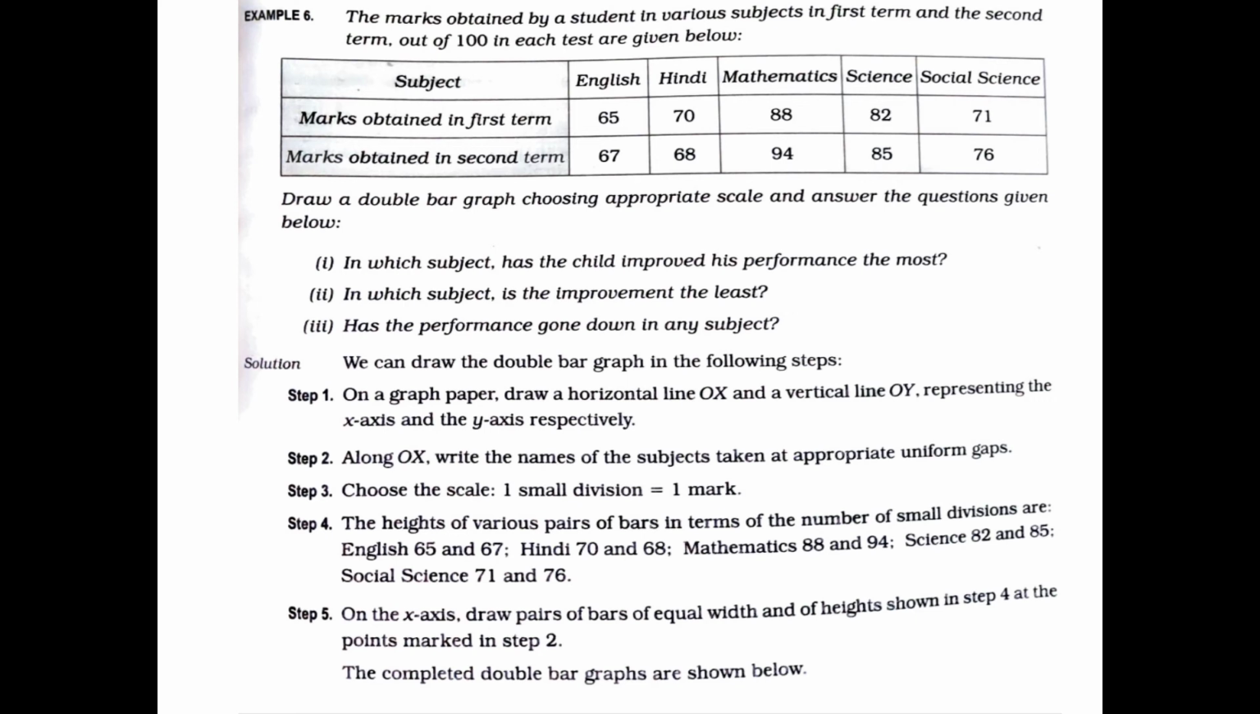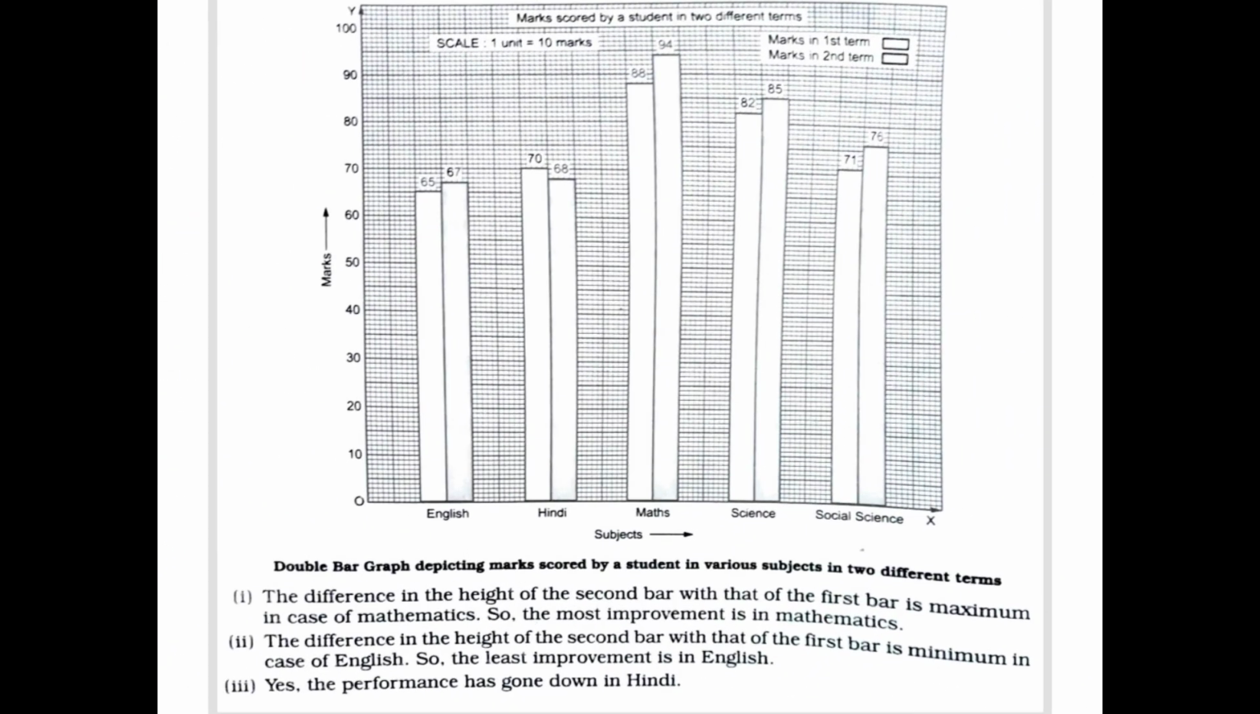First, on a graph paper, draw a horizontal line OX and a vertical line OY, that is, an x-axis and a y-axis. Along OX, write the names of the subjects at appropriate uniform gaps. We have to write the names of the subjects at proper measurements. Then choose the scale: one small division is equal to 1 unit, which is equal to 10 marks. So this is the scale.